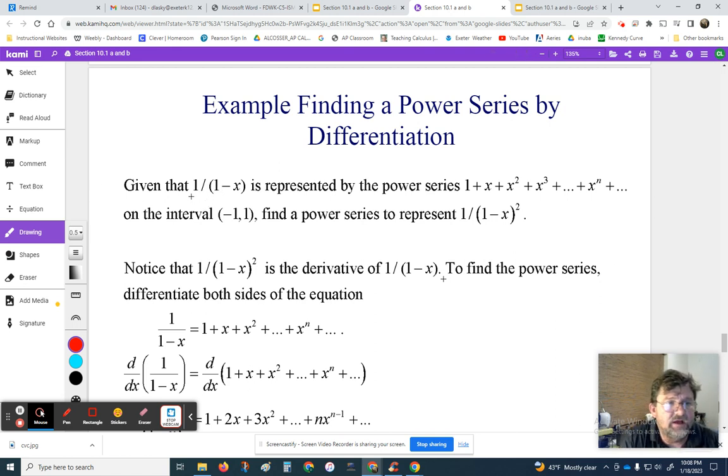They give us this a lot here. 1 over 1 minus x is represented by the power series 1 plus x plus x squared plus x cubed plus and so on, and it's x to the n power. Okay. Yeah, x to the n power. That's the power series. Okay.